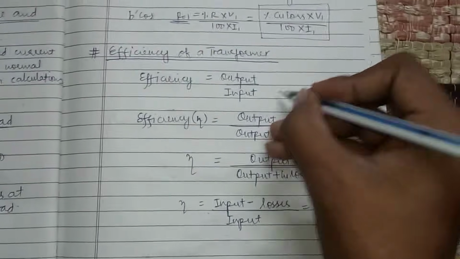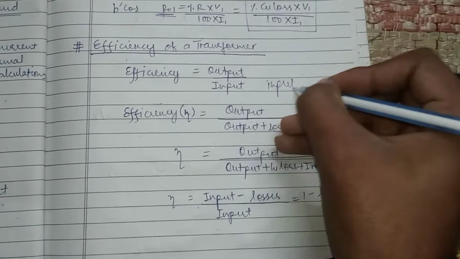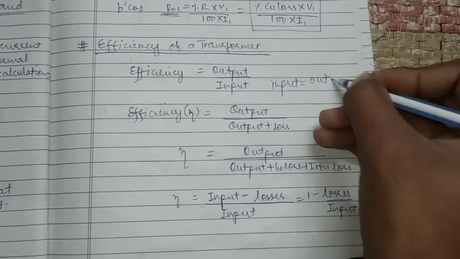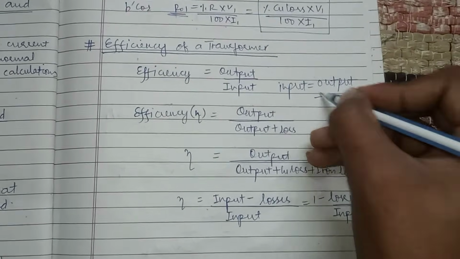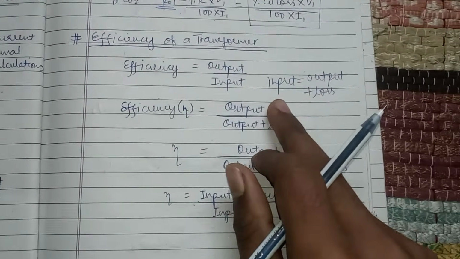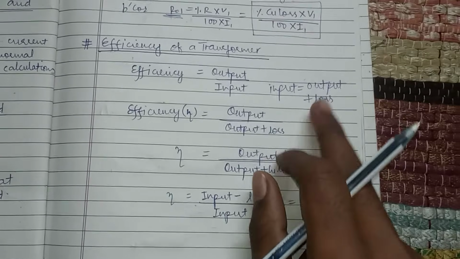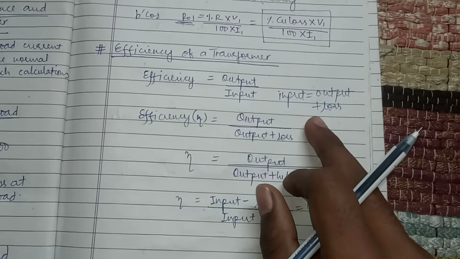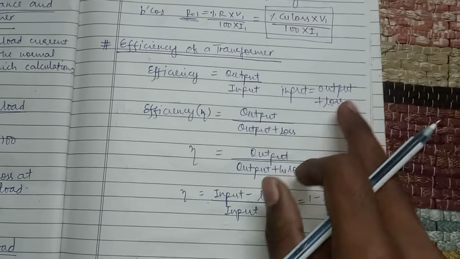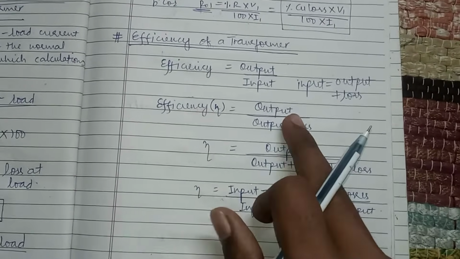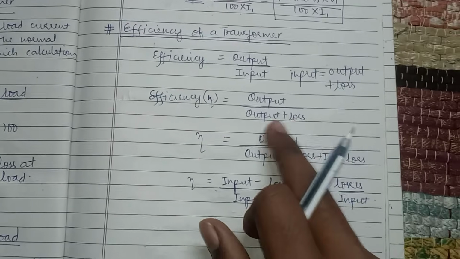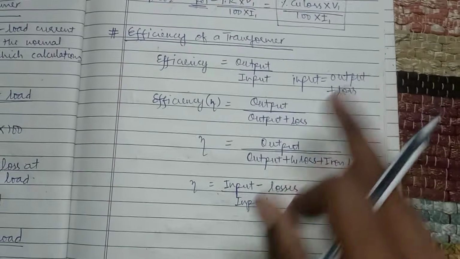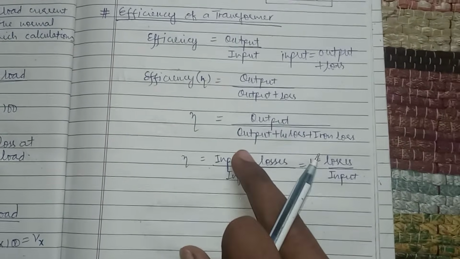Input comprises of what? Input is output plus loss, meaning the input power that you have supplied will get some output, in relation with loss also. So efficiency we can write as output by output plus loss. And what are those losses? Those losses are copper loss and iron loss.